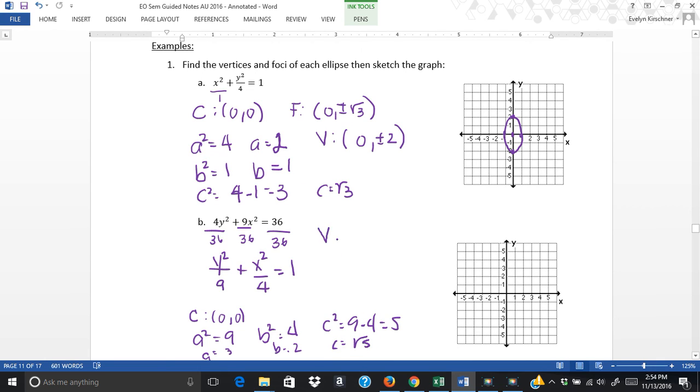So I have vertices. Let's see, my center is at 0, 0. I'm going in the y direction 3. So my vertices are at 0, plus or minus 3. And my b is 2, so it goes here. And I can sketch it with the a's and the b's. And then I need to know what my foci are. My foci are going, x is still 0, and it's plus or minus radical 5.